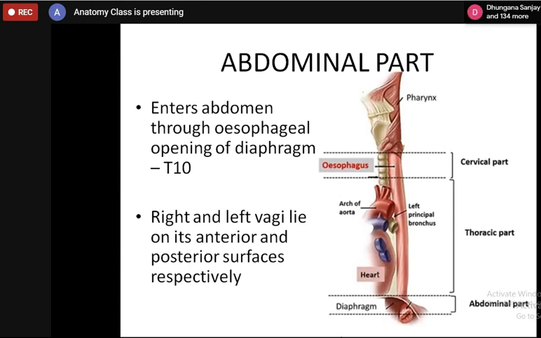Do you remember the vertebral level of each of these three major openings? 8, 10, and 12. Esophageal opening is at the level of the 10th thoracic vertebra.